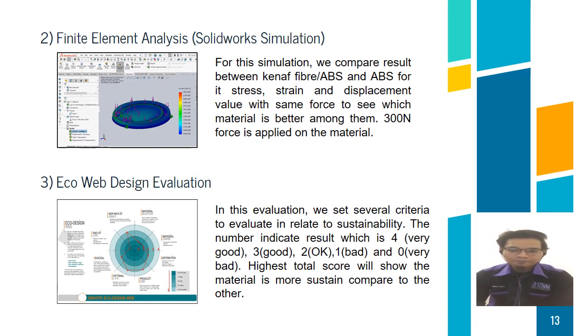Then the next testing is eco web design evaluation. In this evaluation we list down several criteria that relate to sustainability, and there is a score: 4 very good, 3 good, 2 okay, 1 bad and 0 very bad. For the scoring, we put the score based on the material performance towards the criteria. Then we add the scores, and we can see the total score, where a high total score indicates the material is more sustainable compared to the others.